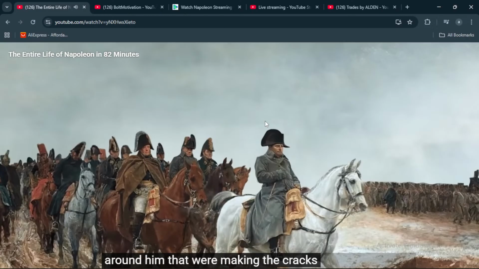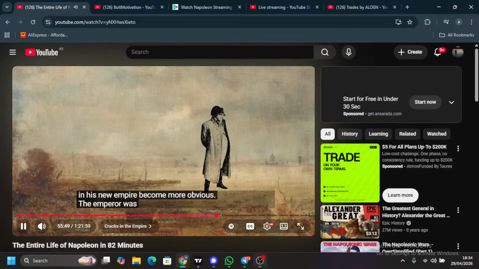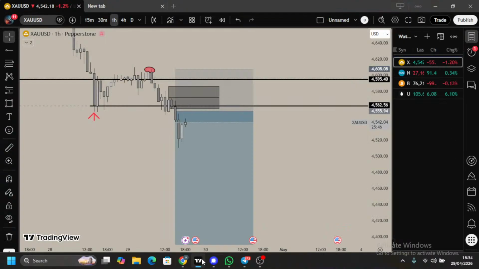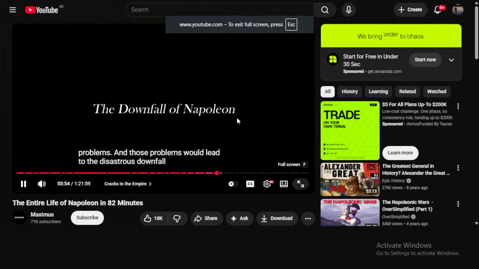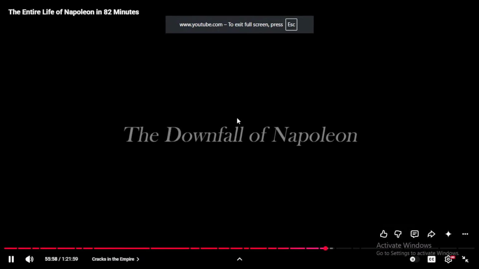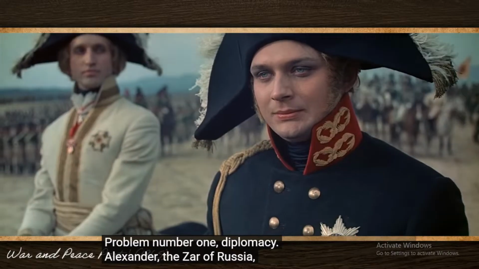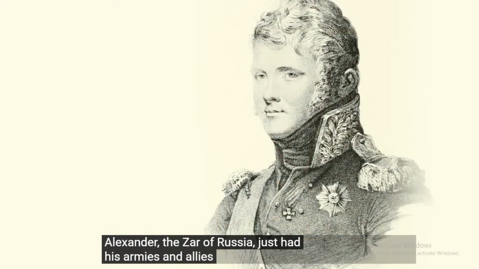become more obvious. The emperor was facing a number of big problems, and those problems would lead to the disastrous downfall of Napoleon. Problem number 1. Diplomacy. Alexander, the Tsar of Russia, just had his armies and allies crushed by Napoleon and had no choice but to come to terms with him.